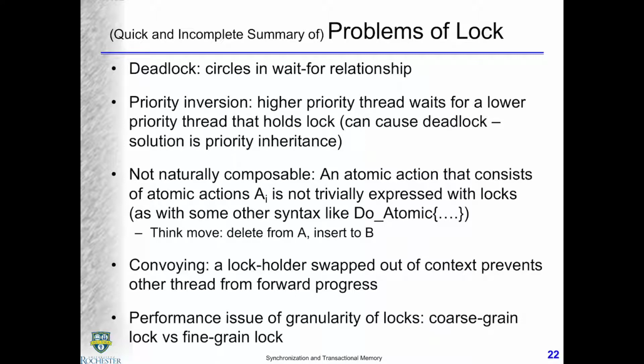Now, of course, this problem has been known for a while. The solution is fairly straightforward. If a lock is being held by a lower priority thread, but a higher priority thread waits for that lock, then whoever owns that lock gets a higher priority. Okay, it gets the same priority as the one waiting. That's called priority inheritance.